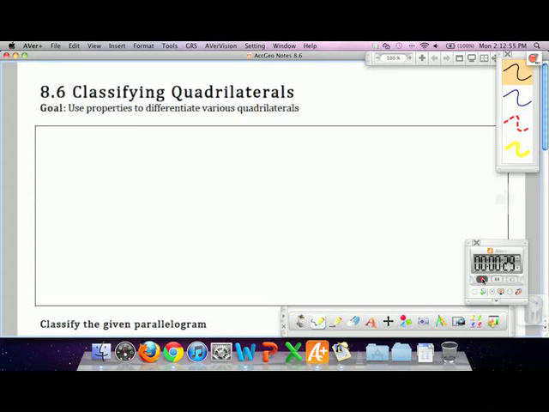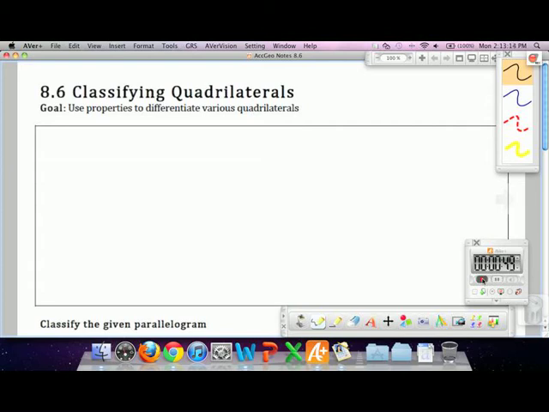Without being tricked by background knowledge, we're going to use the properties that we came up with over the last week or so, and decide on the very reason why various figures have to be what we claim them to be.